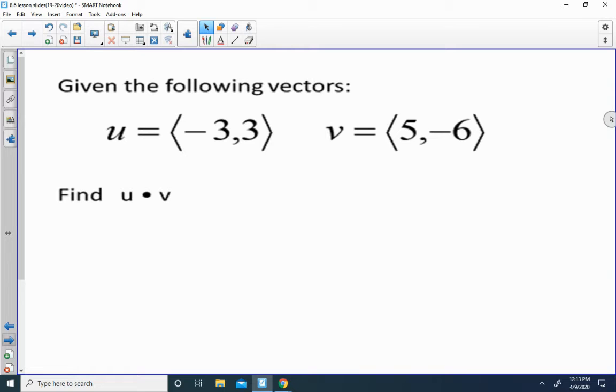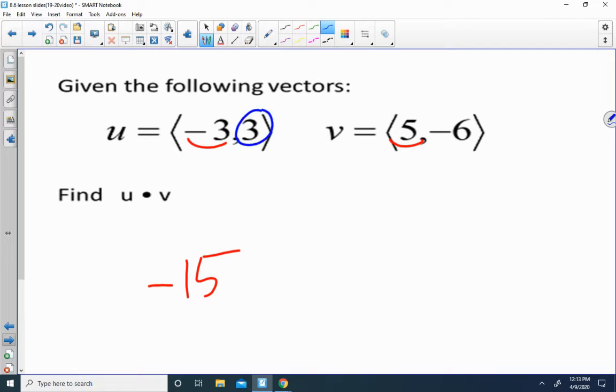So first thing we're going to do is, as I told you before, multiply the first numbers together, negative 3 and 5, and that'll give you negative 15. Then multiply the second numbers together, the 3 and the negative 6, to get negative 18. So those are your two numbers, and once you have those two results, you just have to add them.